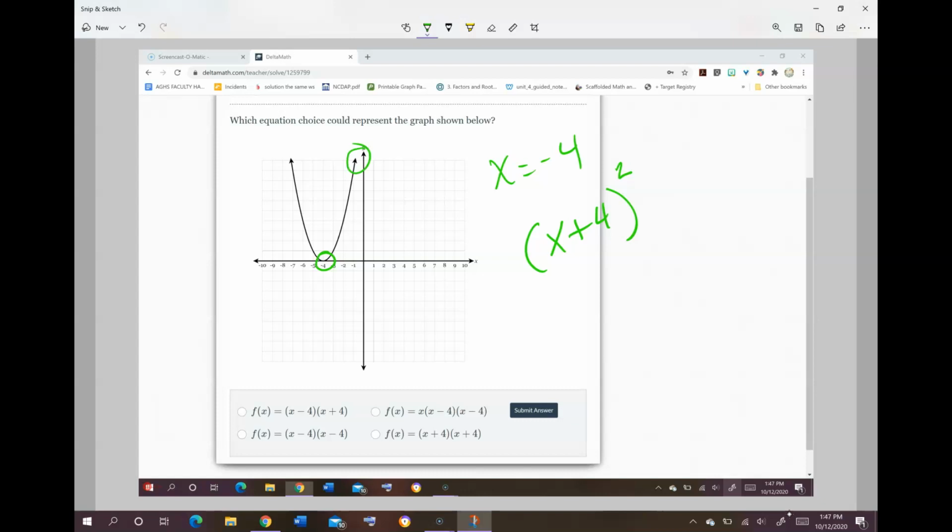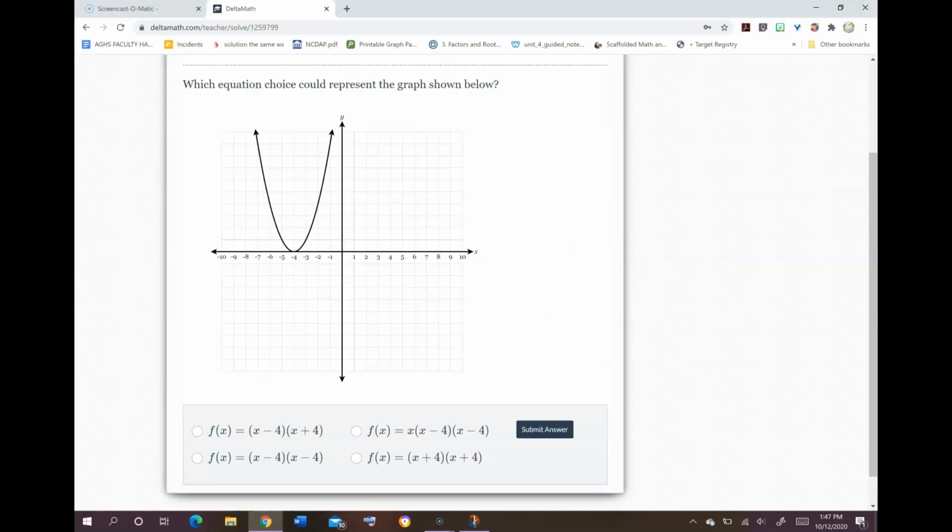Now, I don't see anyone with squared. But doesn't this 2 just mean that I have 2 of these? So I could write it x plus 4, x plus 4. So my answer would be, which one? D. Okay, so my answer would be D.